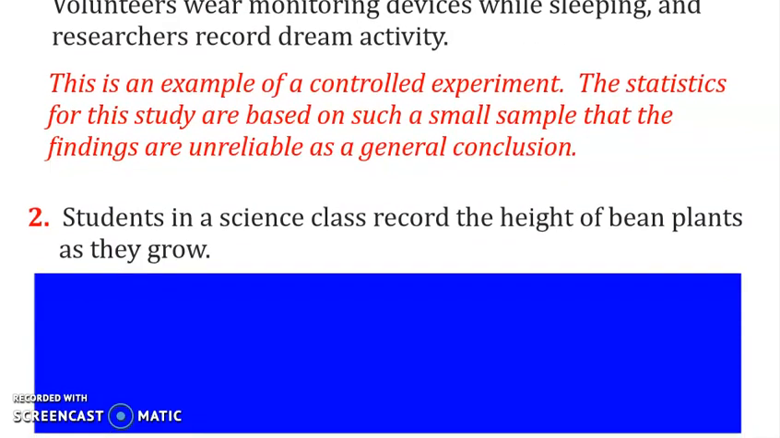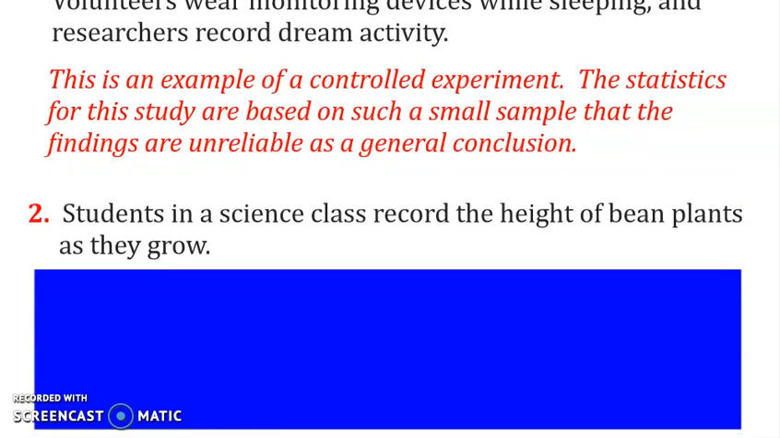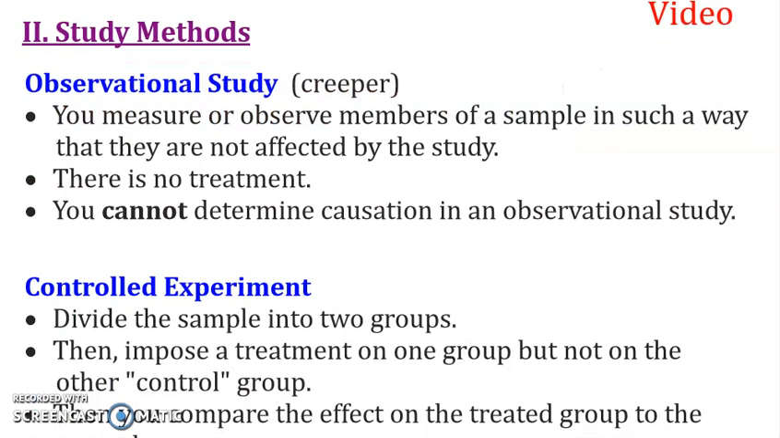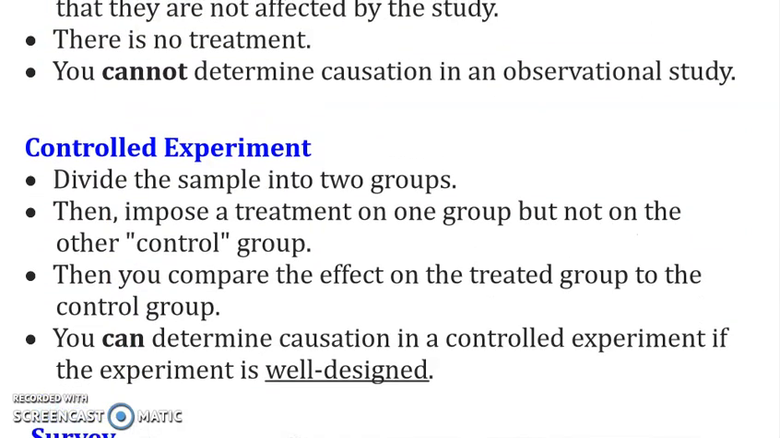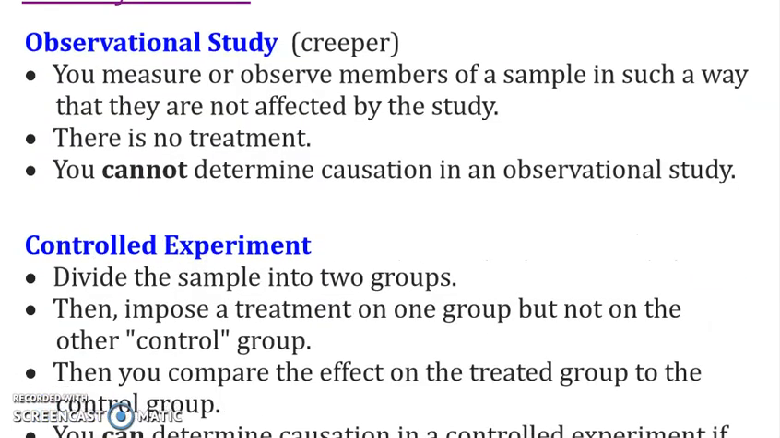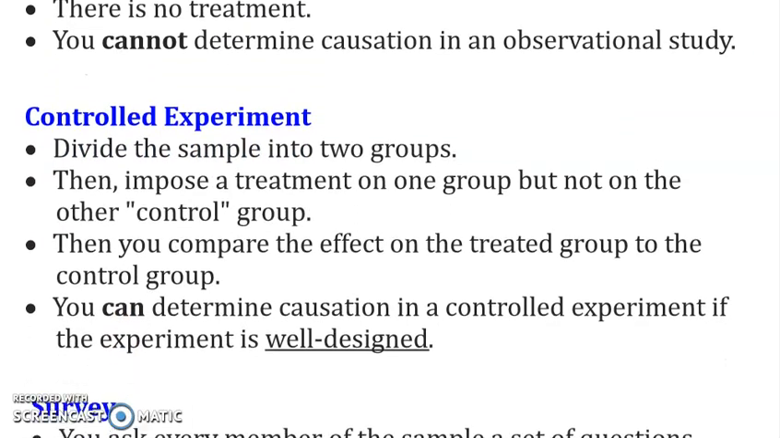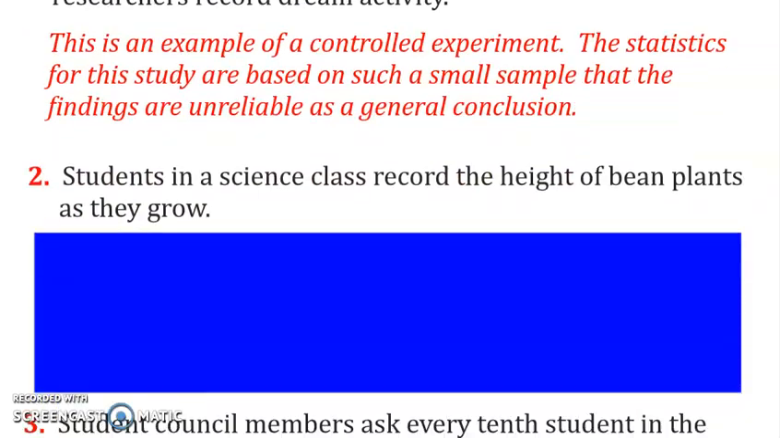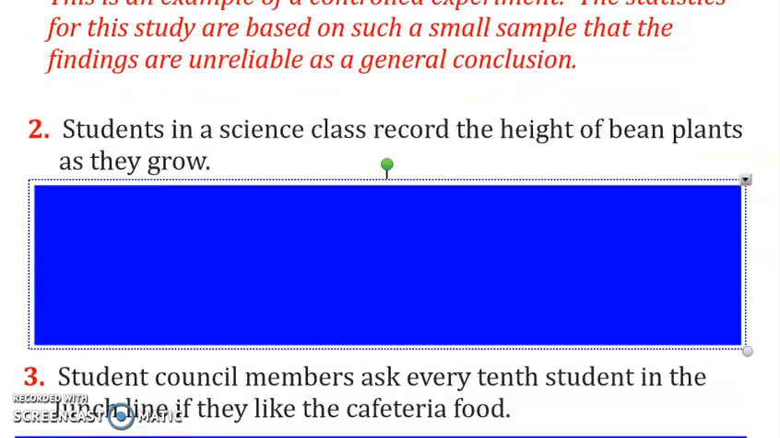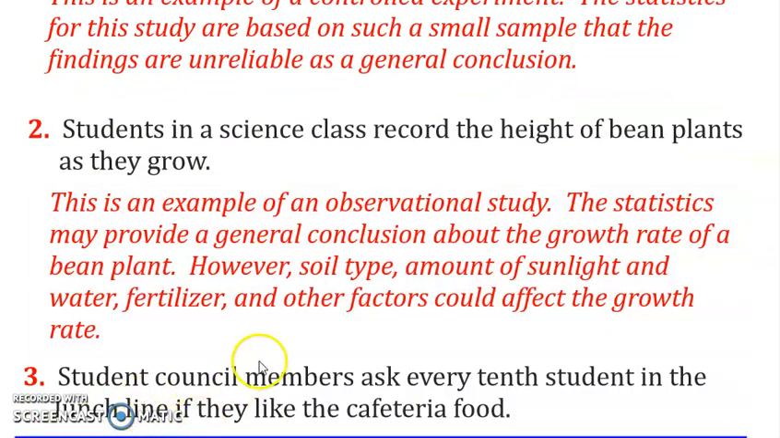Students in a science class record the height of bean plants as they grow. What type of a study would this be? Observational, controlled, or survey? Are we watching the beans? Do we have two different groups of beans? Or are we asking the beans questions? It's kind of an interesting visual. Well, this would be an observational. We're just kind of sitting back and watching. We're not doing anything to intervene.